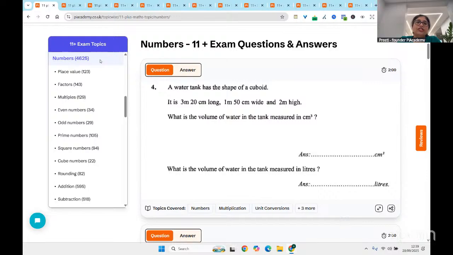These are pure questions coming from the past papers. So again, these are not Pi Academy's questions. We are only writing the detailed stepwise solution, which you will not get anywhere.